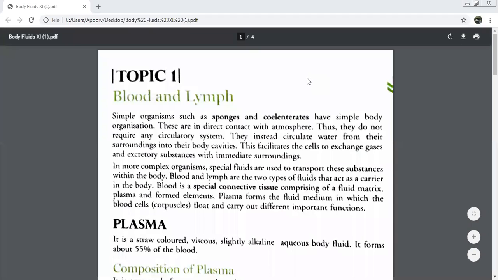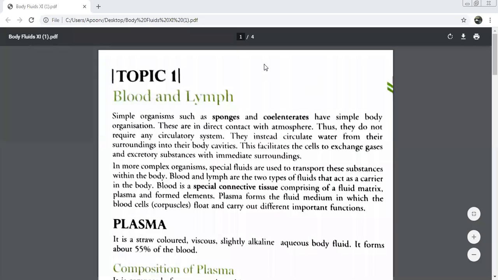Chapter 3 is Plant Kingdom. Have you done Plant Kingdom? Yes, ma'am. Very good. Chapter 4 is Animal Kingdom. Have you done Animal Kingdom? No, ma'am, we have not done. Thank God you people know. So chapter 2 and chapter 4 is not done.